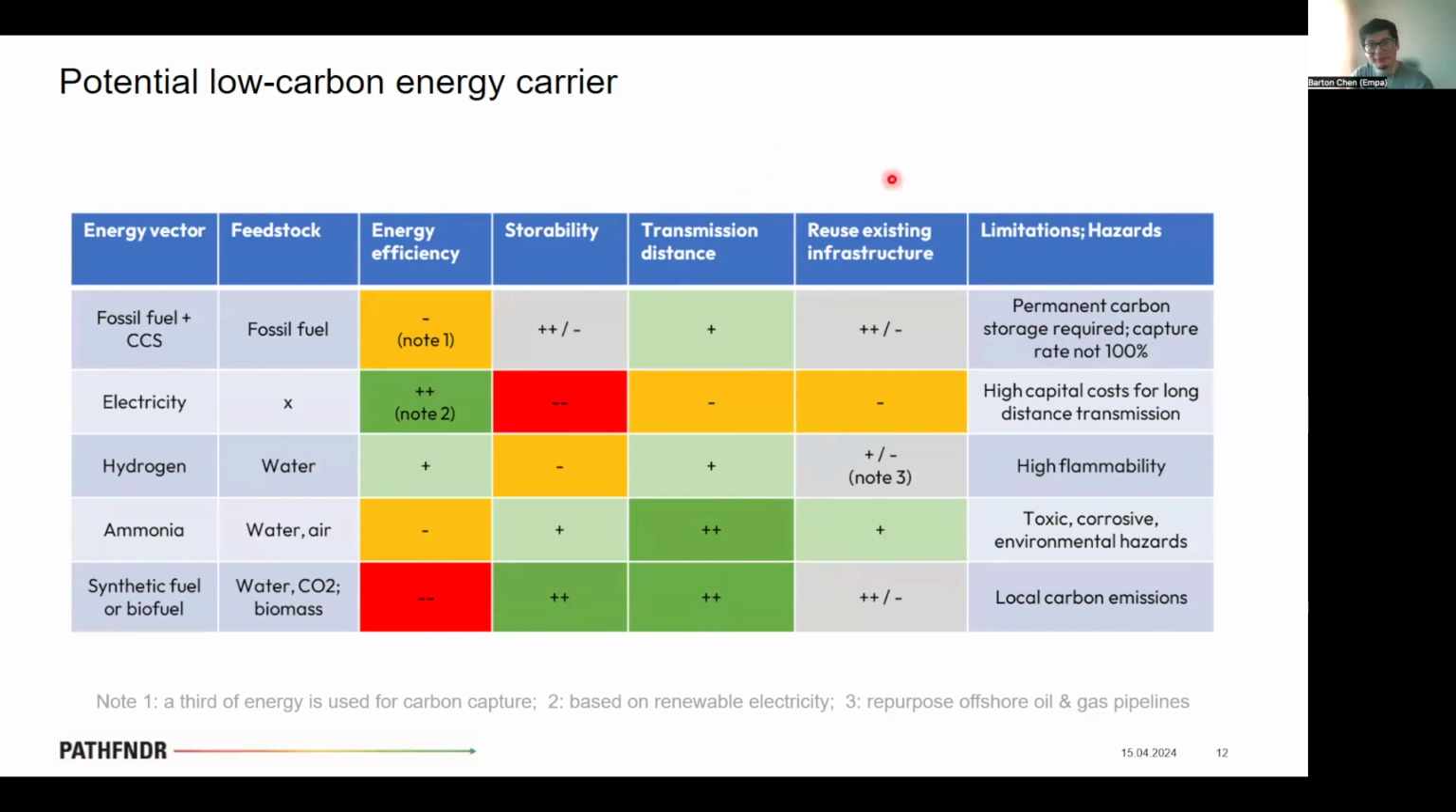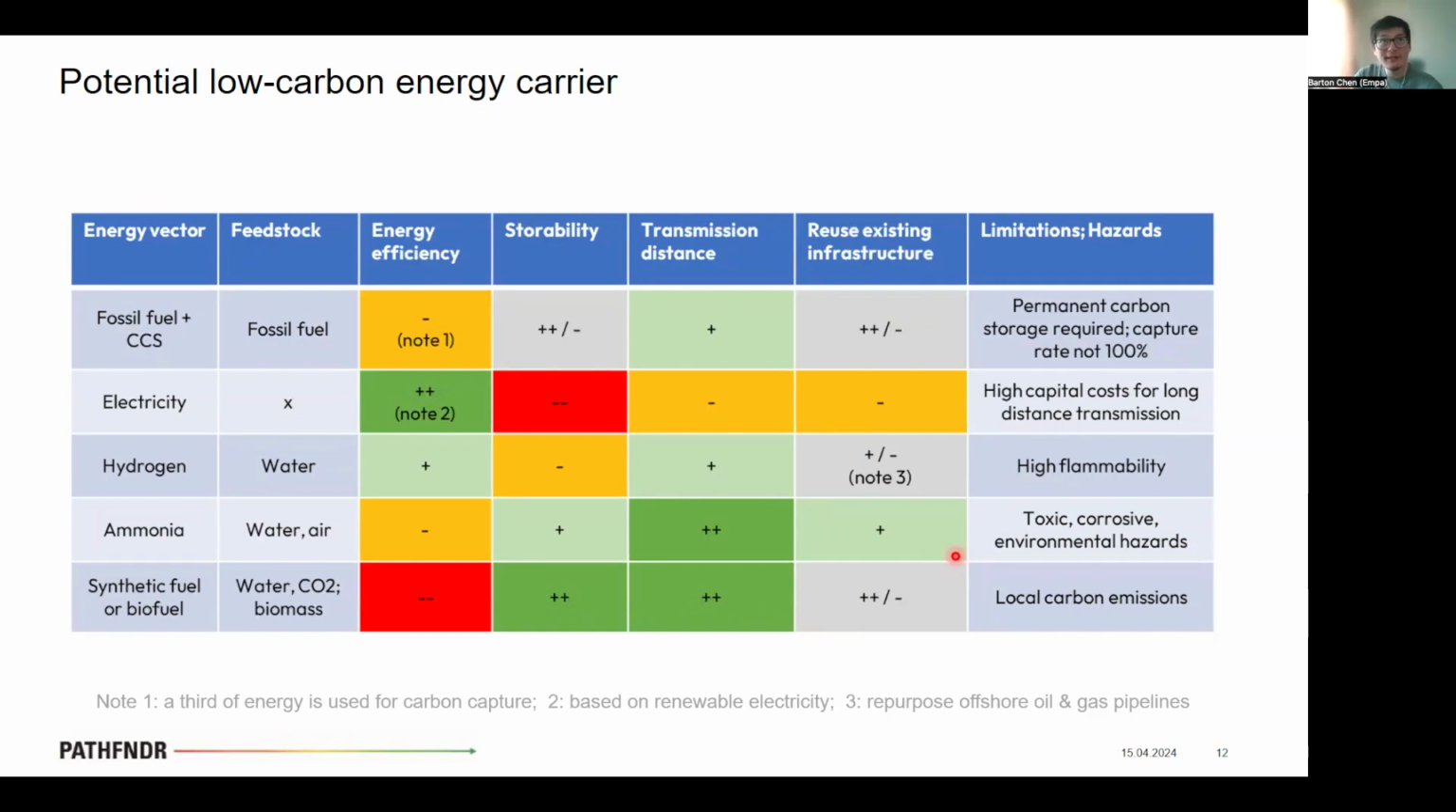And another factor people also think about is how much infrastructure we can reuse. In this case, ammonia could be an interesting case because we already have an international ammonia transportation system in the world. There is a lot of ammonia transport, maybe from Asia to the US or to Europe. So we have this infrastructure already today.